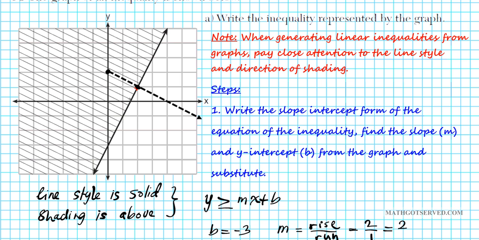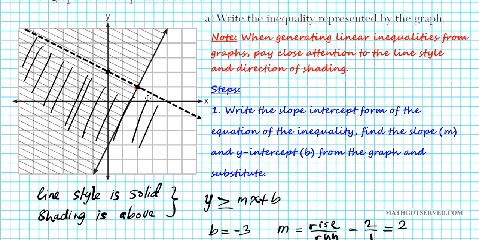Next, we're going to apply the shading to our graph. Where are we shading here? Remember, less than means you are shading below. So we're going to shade below. So if we graph that, we have this region right here. Okay, so there goes the graph of the second inequality.